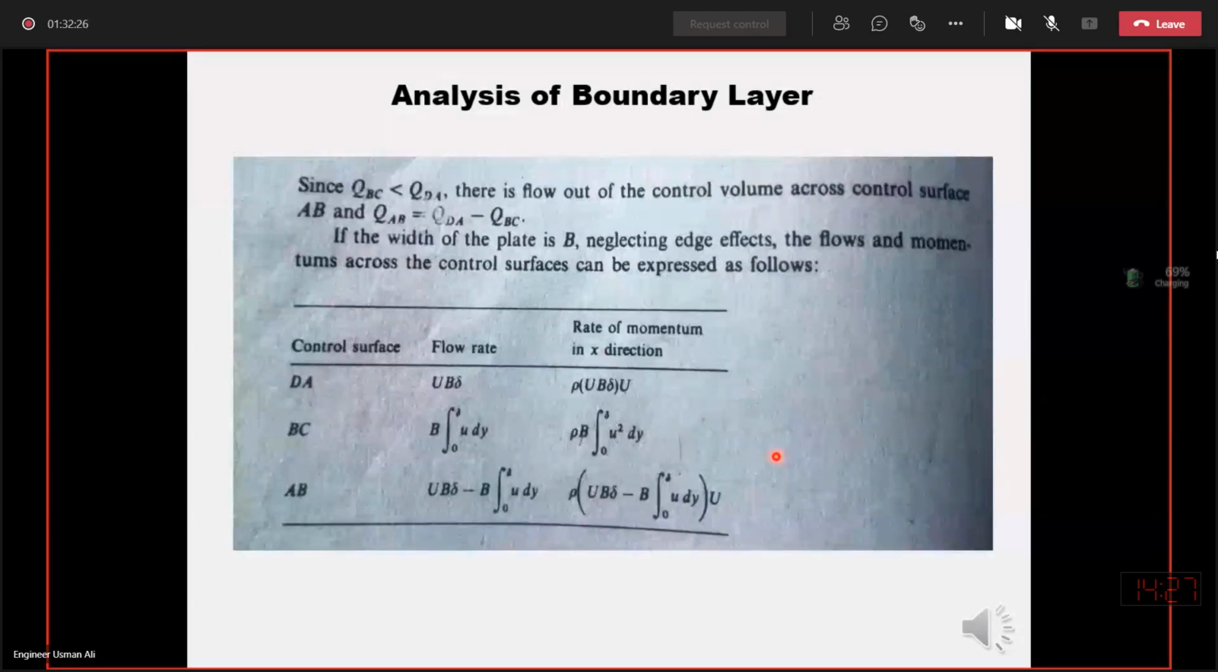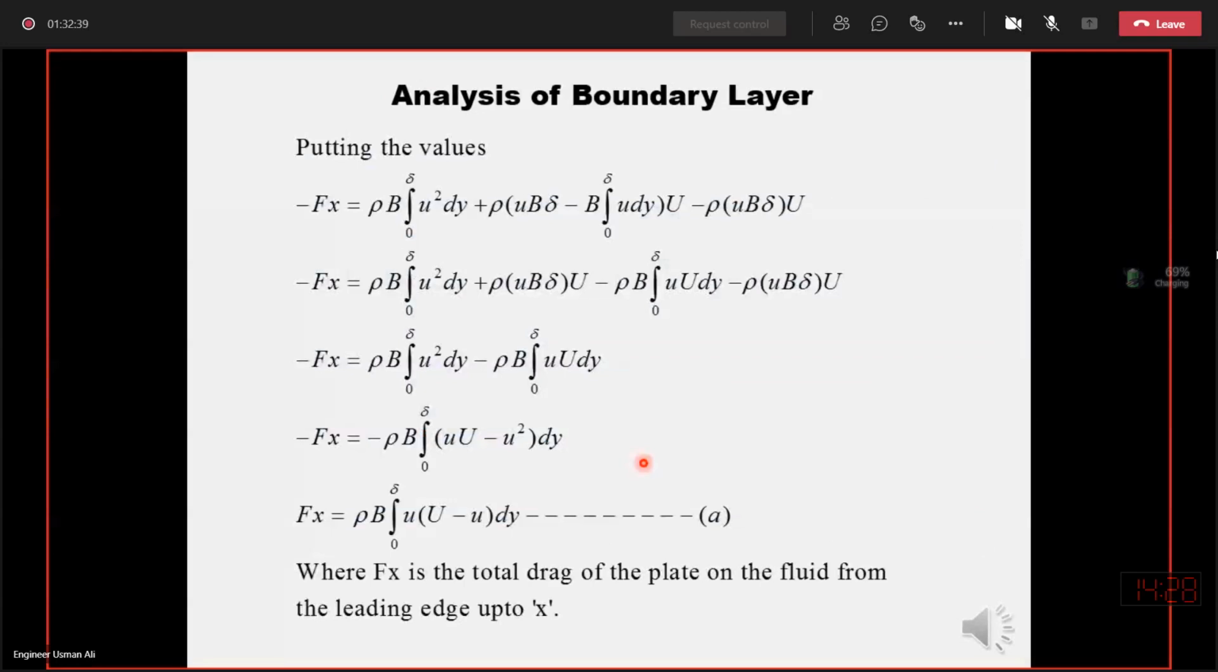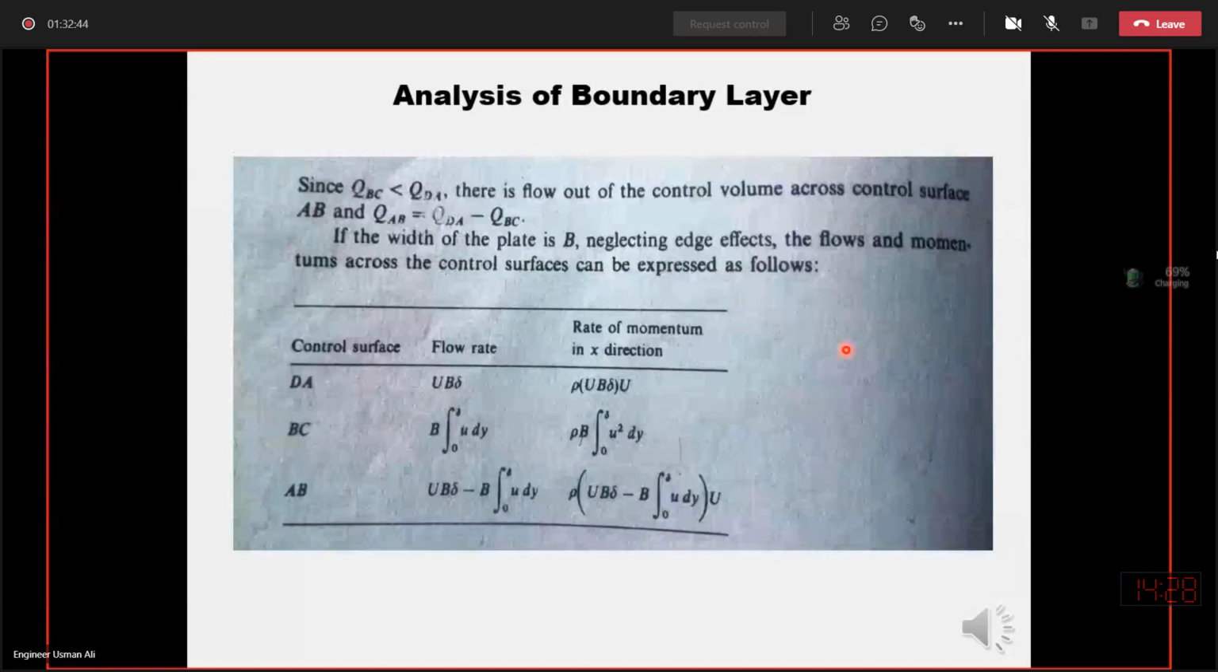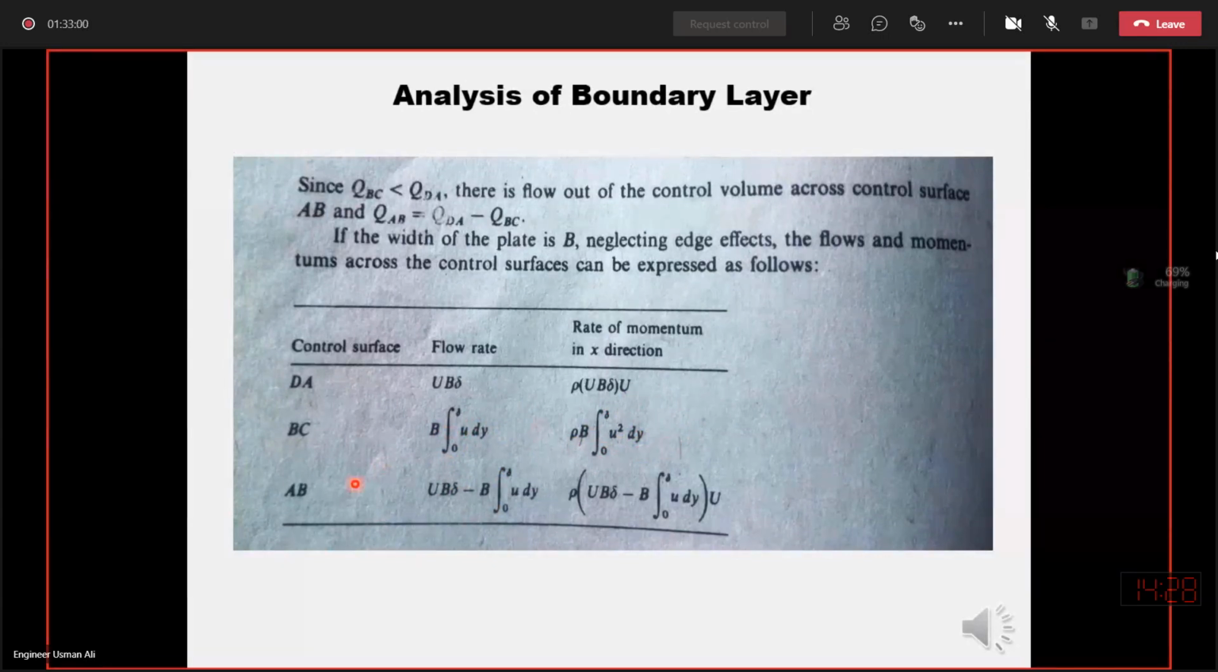Then the momentum is simply rho Q into u. So rho into this Q, b into the integration from 0 to del of u into dy, into u. So at this point again, the velocity of the fluid is small u. So it will be rho into b into the integration from 0 to del of u into dy into small u, so that will be u square into dy. So this is how we can write the momentum at the control surface BC. Similarly, we can write the flow rate at the control surface AB.